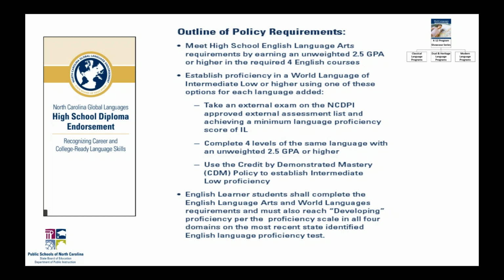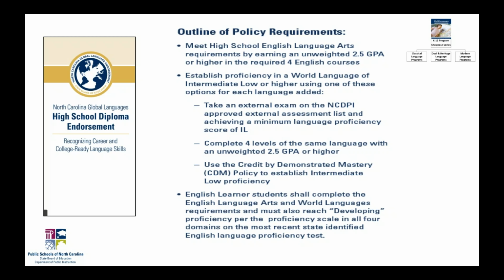I will tell you the middle one, completing 4 levels of the same language with an unweighted 2.5 GPA or higher, is the most common. That simply requires students to complete level 4, 5, or 6, or AP or IB courses with the same GPA they would for the English courses.